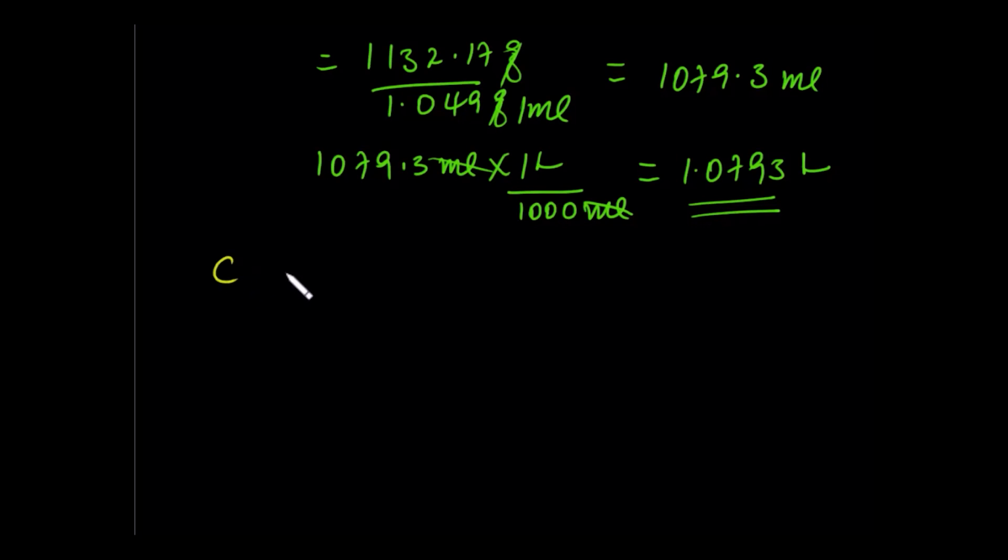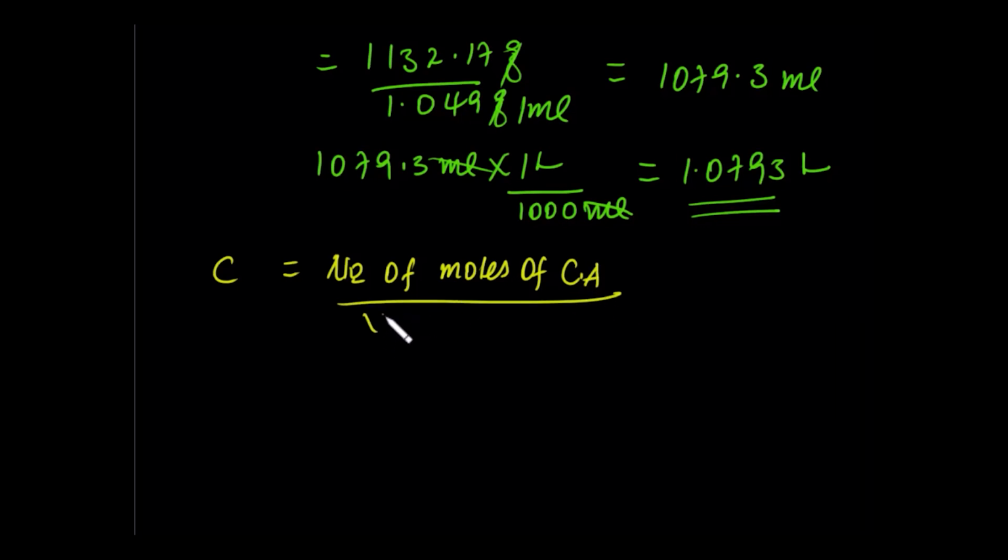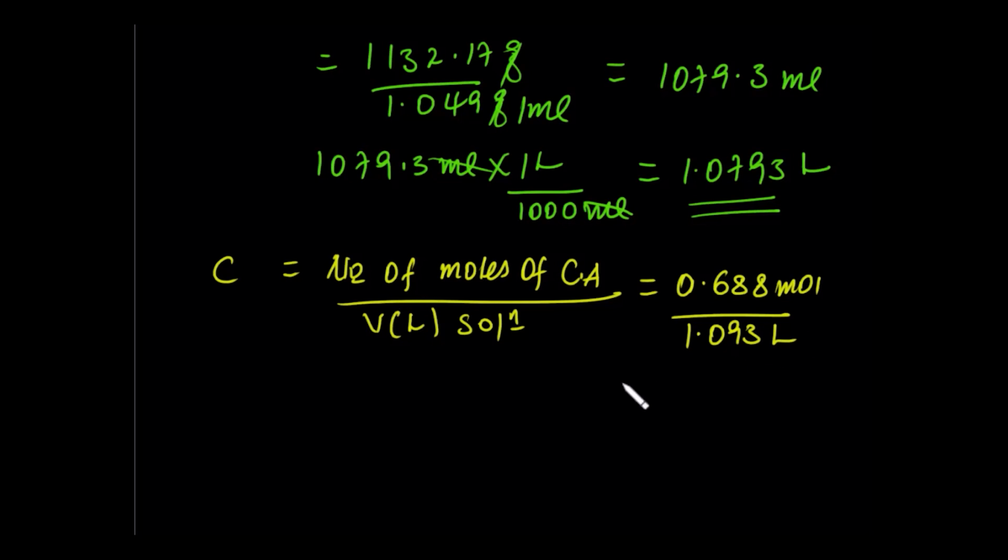That is, the molarity or concentration of citric acid: C of citric acid is equal to number of moles of citric acid divided by volume in liters of solution. That means number of moles of solute divided by volume in liters of solution. We have number of moles of solute, citric acid, 0.688 mole, divided by volume in liters of solution, 1.093 liter.